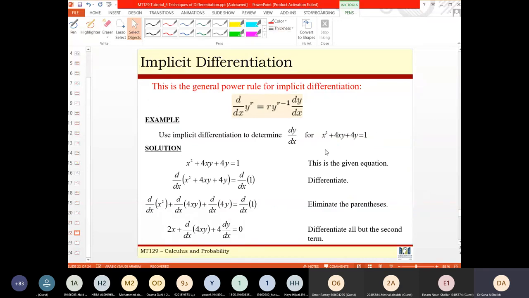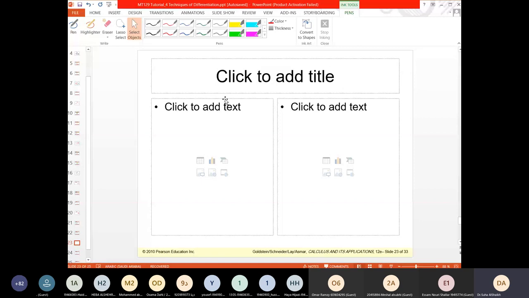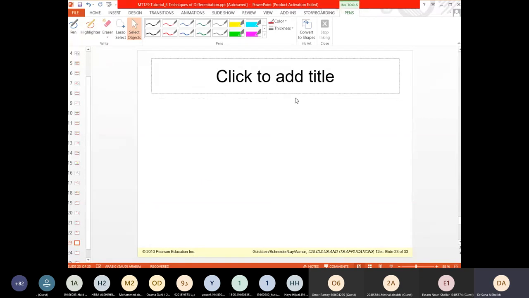Now we have one more example. Use the implicit differentiation to find dy by dx of this. As you can see again, the function has x squared, has 4xy, has y equal to 1. It's a mix between x and y, so I cannot differentiate it the usual way. I have to use implicit differentiation here.